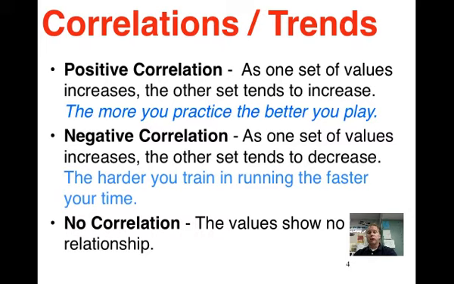Now, a negative correlation is as one set of values increases, the other set tends to decrease. And again, going with the sports theme here, the harder you train in running, the faster your time.